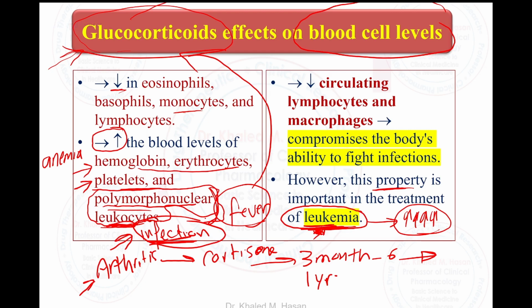With our medication here, glucocorticoid, circulating macrophages and lymphocytes decrease, and we know that these two types of cells are responsible for fighting infection. The situation will compromise the body's ability to fight infections. So there is a risk of life-threatening infection here, because this medication decreases the function and production of lymphocytes and macrophages, which leads to a decreased ability to fight infections.